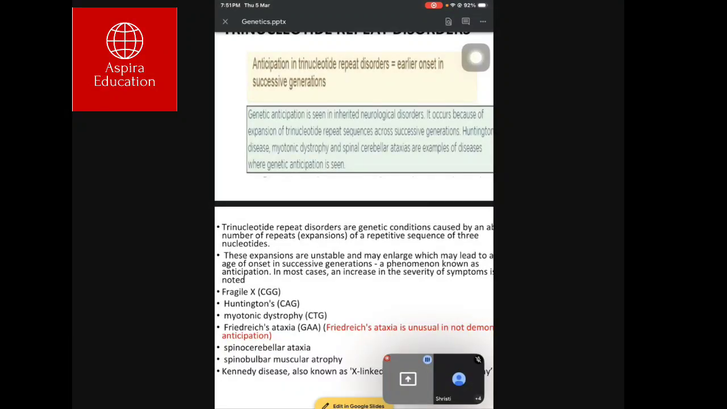Repeats found in which disorder, which repeat: Huntington is CAG, Friedreich's is GAA, Fragile X is CGG. This is all important. Okay, and the exception to this, not showing the anticipation phenomenon, is your Friedreich's ataxia. Okay, important: Huntington's is your CAG repeat, Friedreich's is GAA, and Fragile X is CGG.